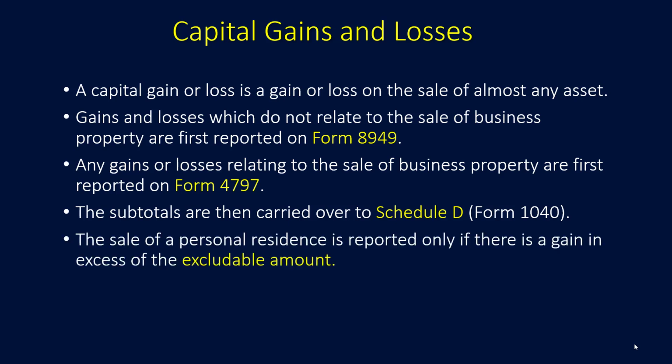The sale of a personal residence is reported only if there is a gain in excess of the excludable amount. Report this gain on Form 8949 in Schedule D. We'll go over this excludable amount in just a few moments.